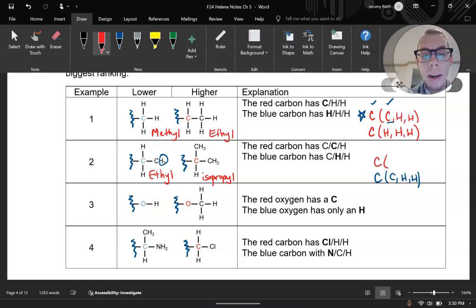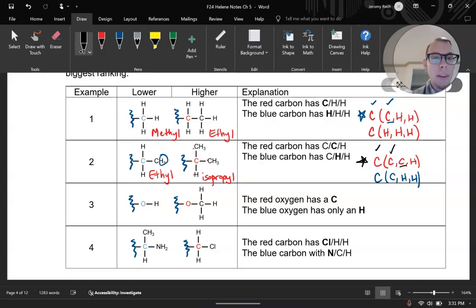On the red carbon, I have a carbon up top, a carbon on the right, and then a hydrogen on the bottom. So I'm going to write carbon, carbon, hydrogen. And again, as we go through our rankings, I see carbon, carbon, that ties, carbon, carbon, that ties, carbon, hydrogen. Now I know that my higher priority is going to be my isopropyl over my ethyl. And that's going to be the general process that we're going to walk through. Now let's go ahead and look at this last one, question number 4.